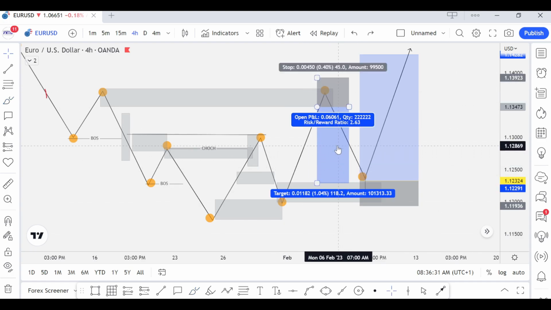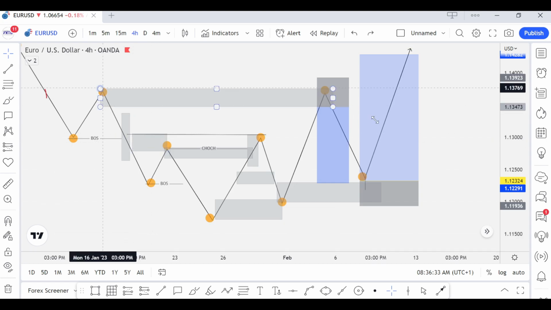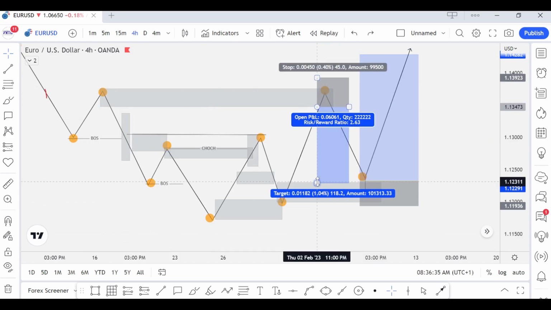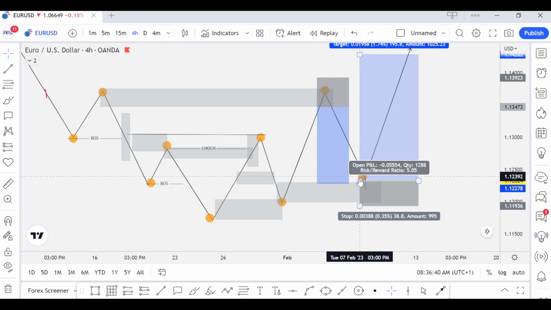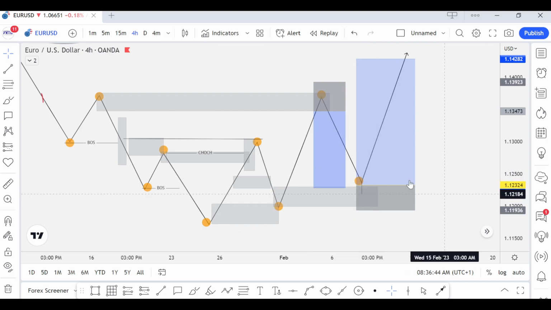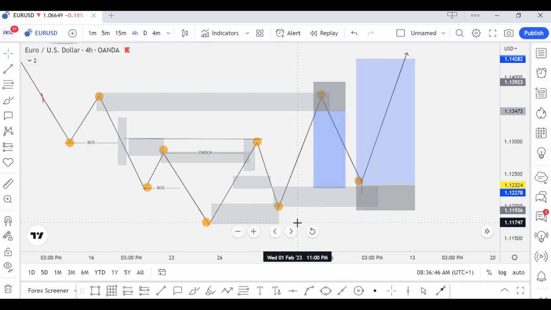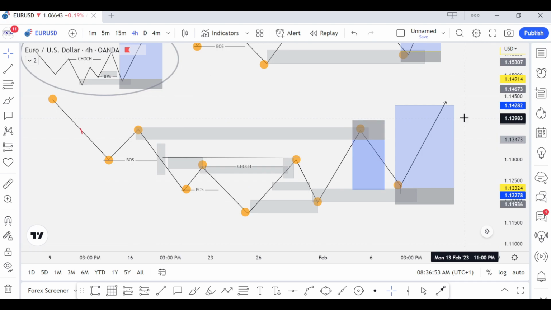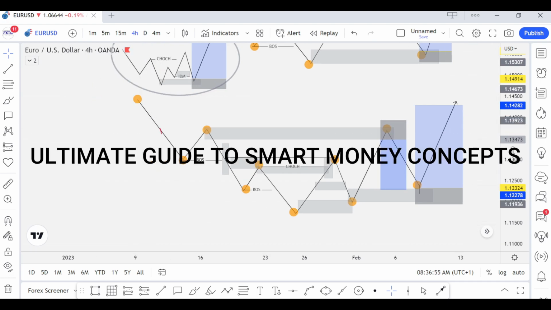Just in this case, you see, after this mitigation of this order block, my next target was where? This one right here. So it is very, very important that you understand all of this so that you can make some cool profit. This is an ultimate guide to smart money concept.